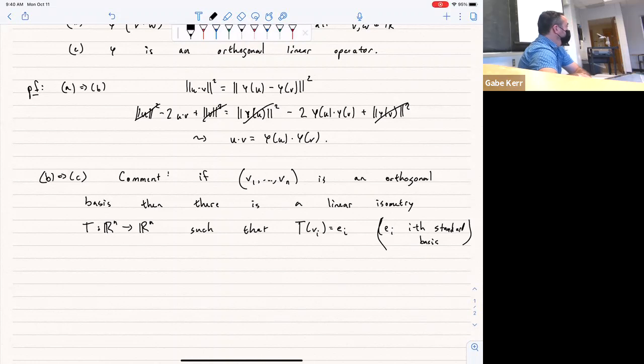Maybe I'll ask the inverse question. Why could I have something sending EI to VI? So on the homework last week, there was a problem that asked you to write down a matrix for certain rotations in three-dimensional space. But how did you do it?